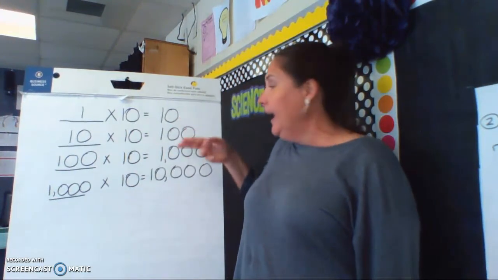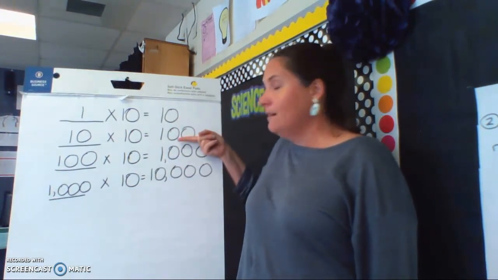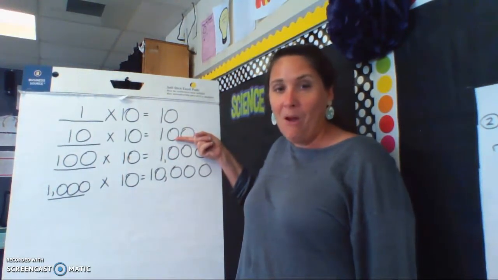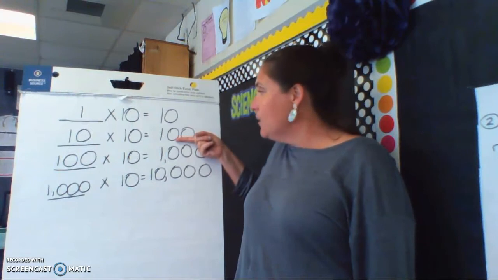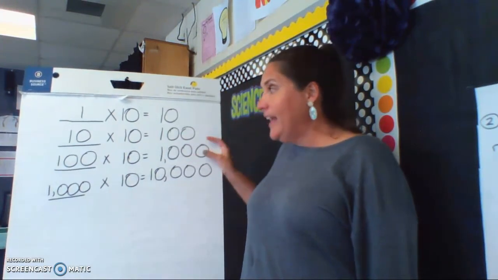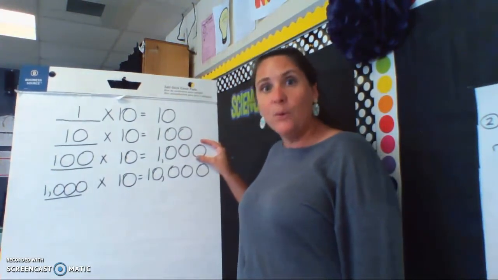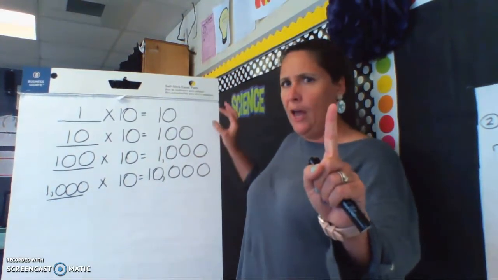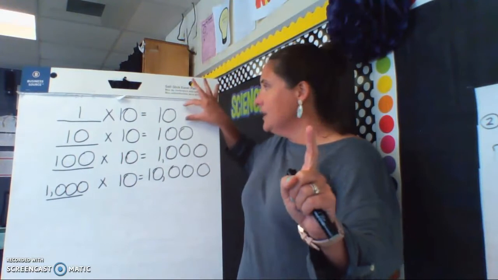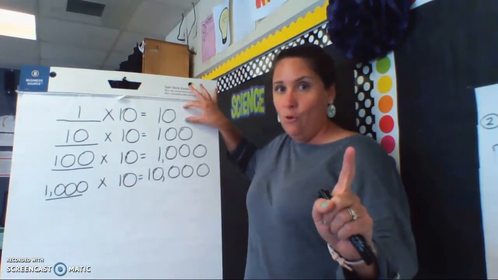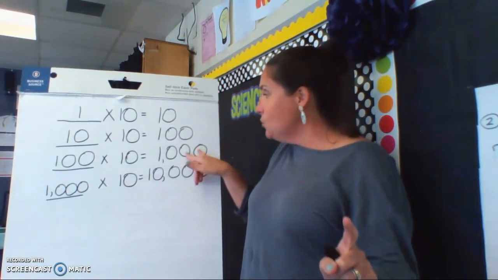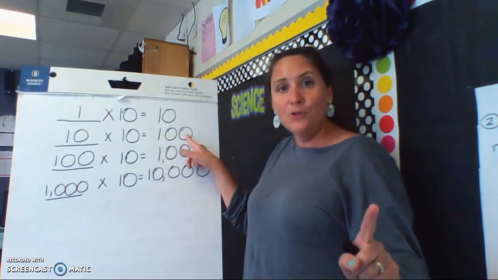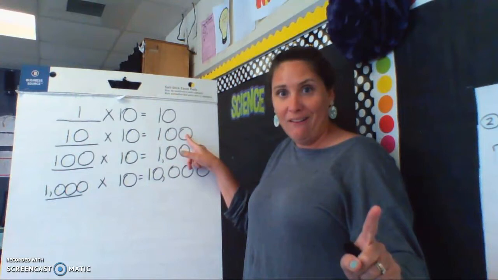Okay? How many times greater is 1,000 than 100? We're only adding 1 zero, so it's 10 times greater. Okay, but wait a minute. How many times greater is 1,000 than 10? Let's look. It has 2 more zeros. So it is 100 times greater.